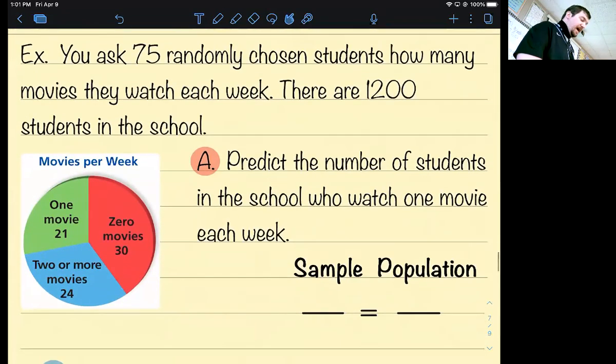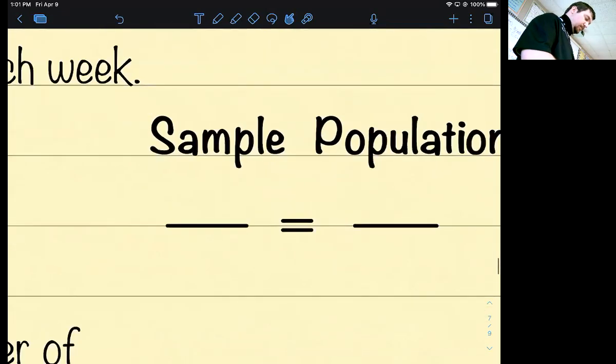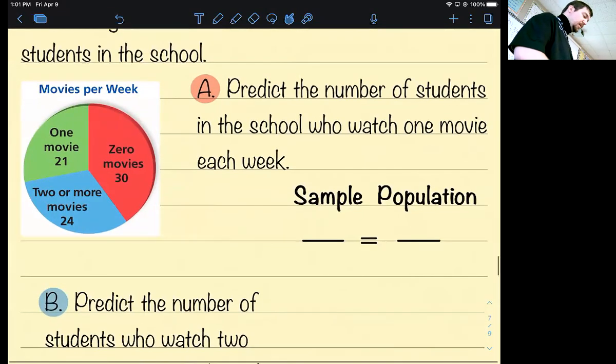You asked 75 randomly chosen students how many movies they watch in a week. There are 1,200 students in this school. Predict the number of students in the school who watch one movie each week. So I'm gonna set up a, what's that look like to you? A proportion. I'm gonna set up a proportion.